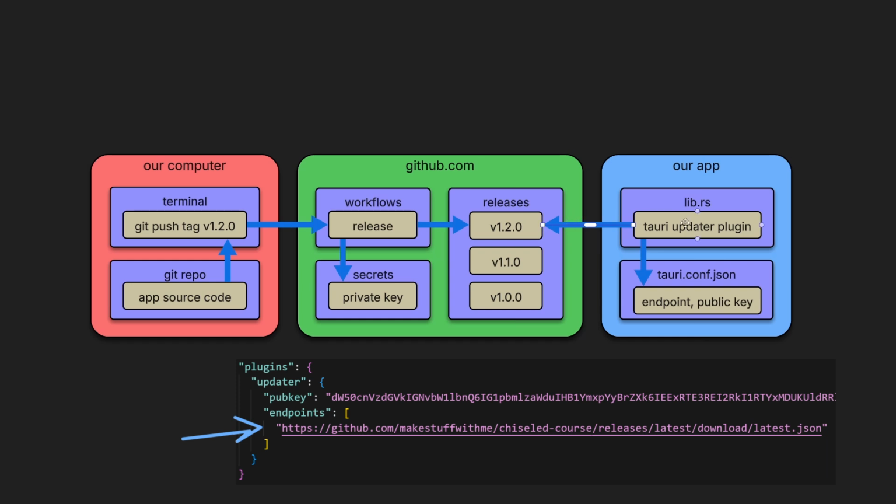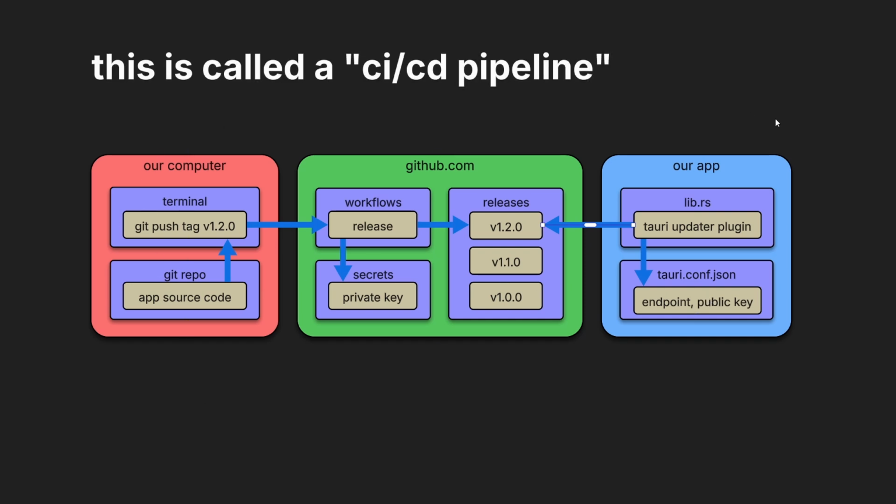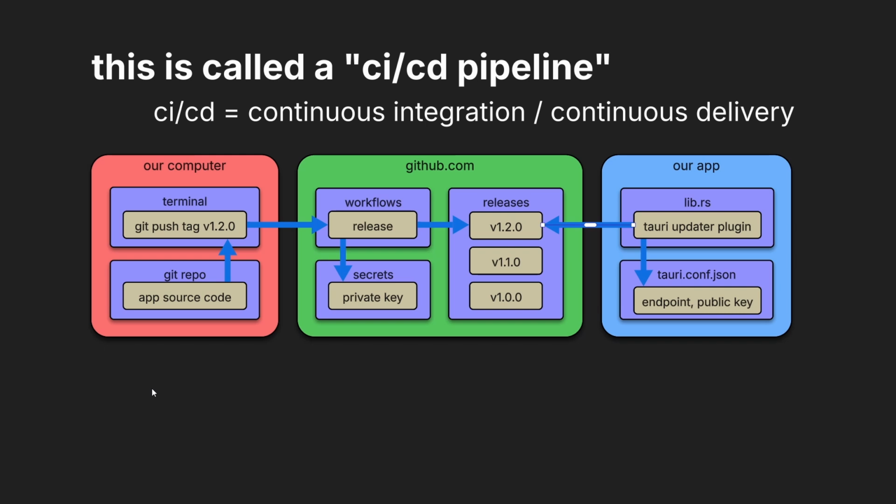If it finds a newer version there, it downloads that version, validates it with a public key also in our tauri configuration file, and then installs that version. So there is a fair amount of plumbing here, but the nice thing is that once it's all set up, all we have to do is push a tag and the rest of this process happens automatically. Pretty cool. All right, let's set it all up.